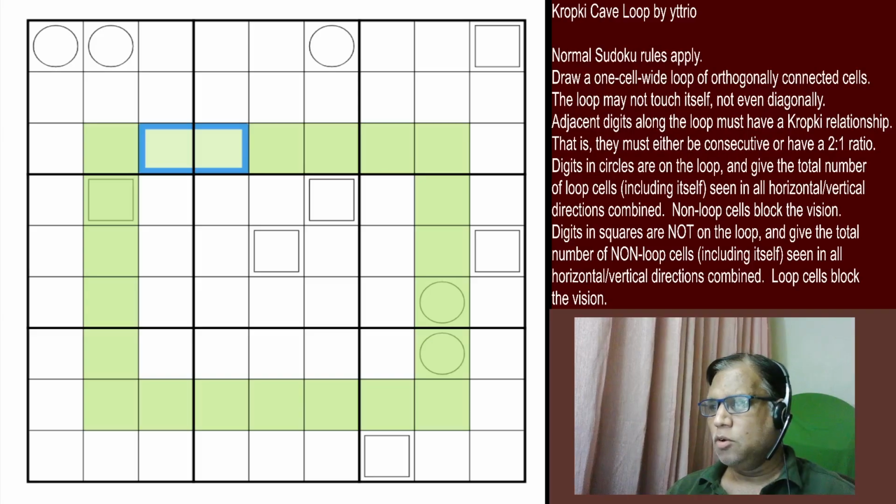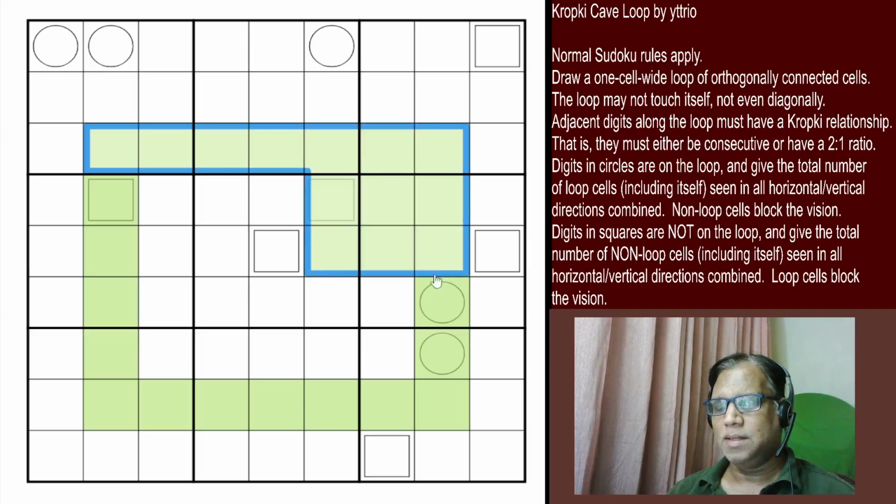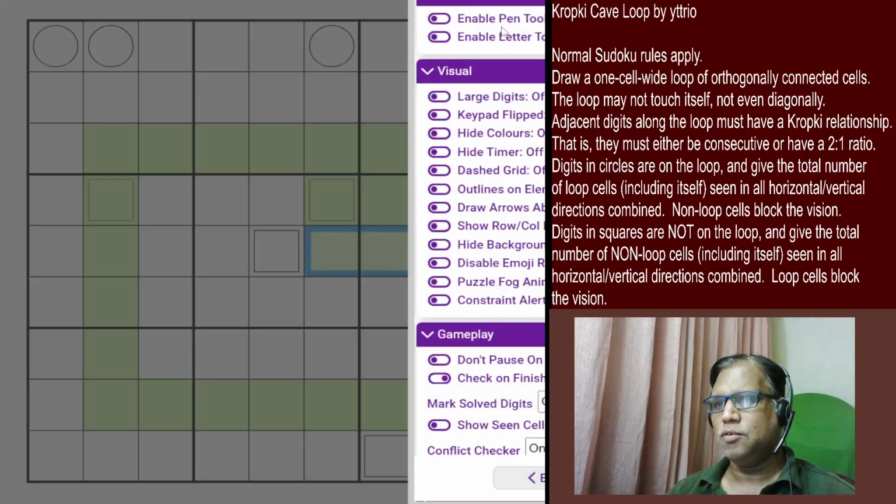The loop may not touch itself, right? So something like this is not allowed. You cannot have something like this, and then something like this. You can say this loop is coming like this, like this, like this, but that is not allowed because it is touching here. Maybe you will understand it better if you use the pen tool.